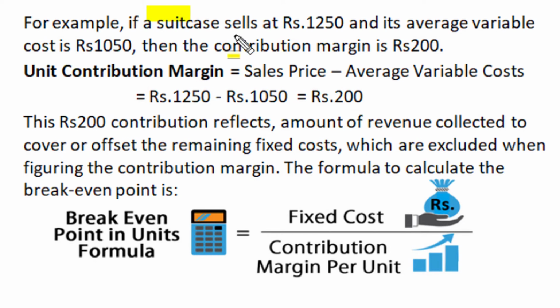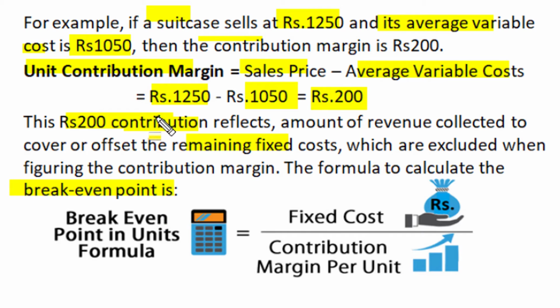For example, a suitcase sells at rupees 1250 and during its production its average variable cost is rupees 1050. Then the contribution margin, the difference of per unit sales price and per unit variable cost or average variable cost, here the difference of 1250 and 1050, becomes rupees 200 as unit contribution margin, and this rupees 200 unit contribution margin reflects the amount of revenue collected to cover or offset the remaining fixed cost, as in this contribution margin calculation we have already considered the variable cost component. Now this difference of sales and variable cost, known as contribution margin, will reflect how much fixed cost is covered, and the formula to calculate the break-even point from contribution margin is very simple.